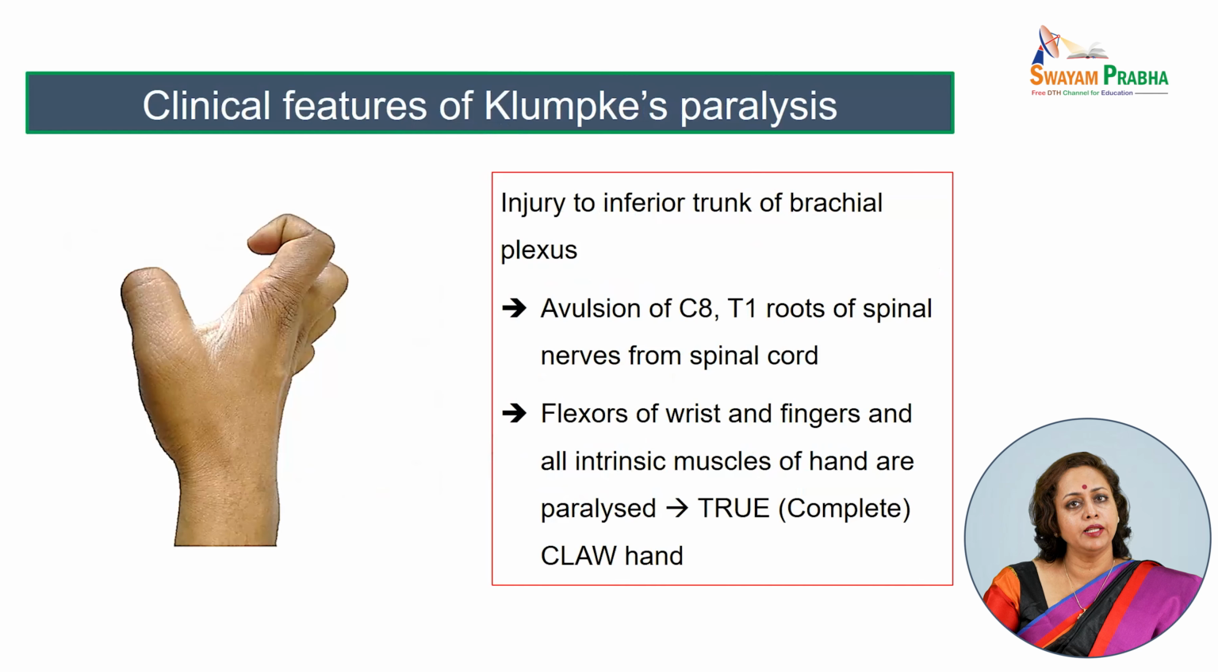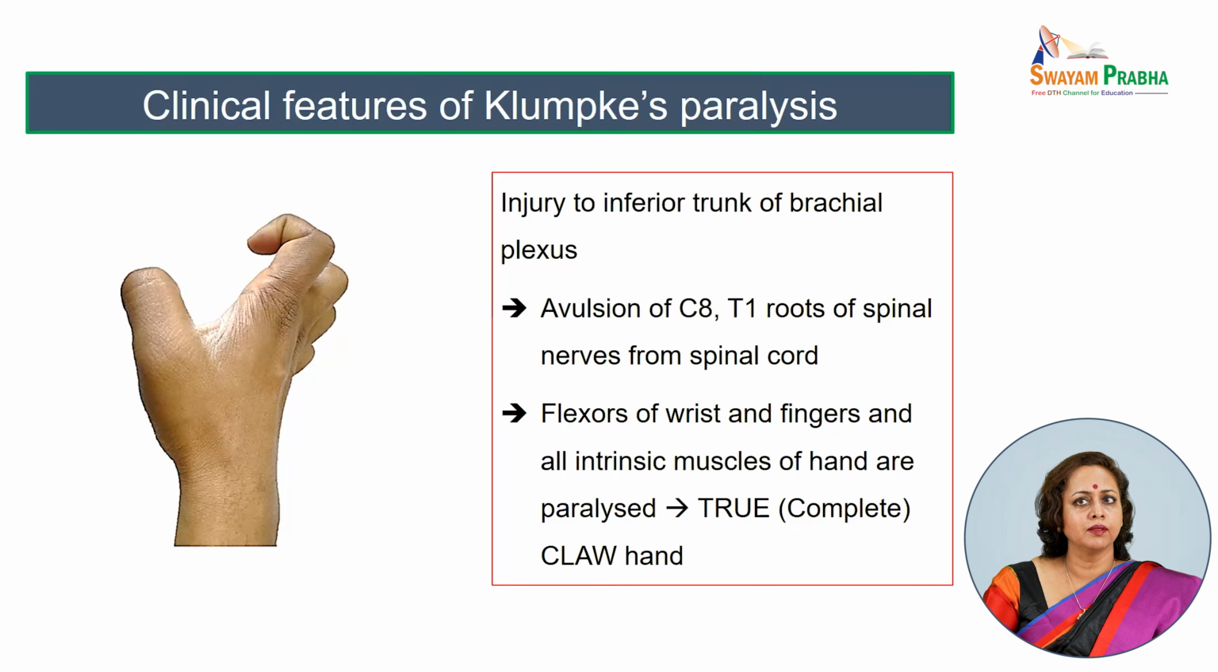So let's look at the clinical features of Klumpke's paralysis. We see here the true claw hand. Why are we calling it the true claw hand? Because there is another type of claw hand called the ulnar claw hand, which has a different etiology and is a different type of claw hand. Now what is the injury here? Avulsion of the C8 and T1 roots of the spinal nerves from the spinal cord. They basically separate from the spinal cord, partially or totally, getting pulled off. That's the injury, a traction injury.